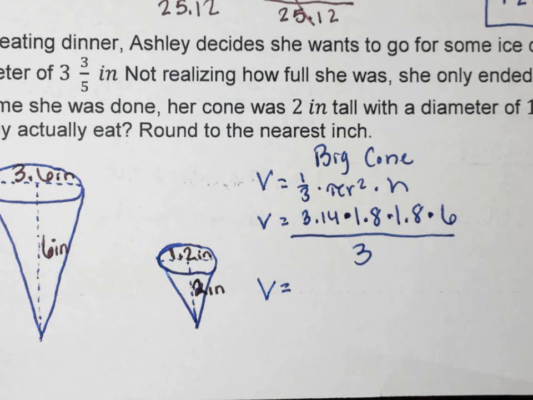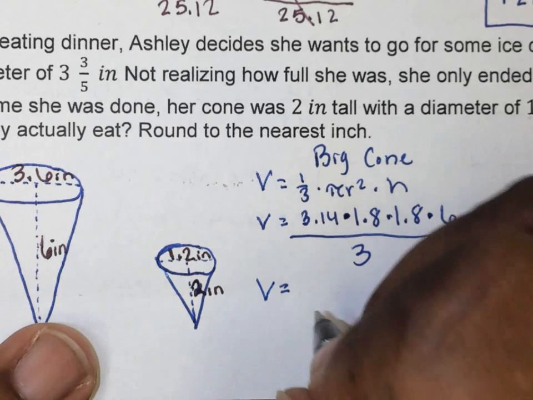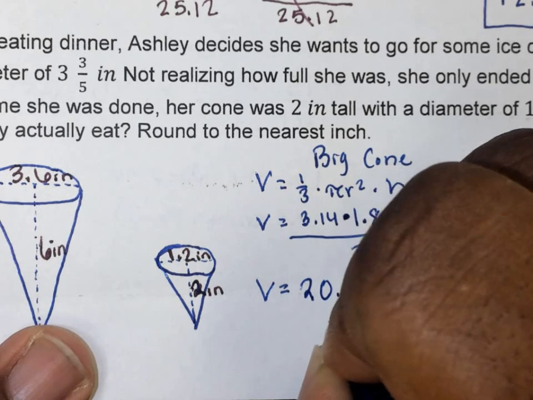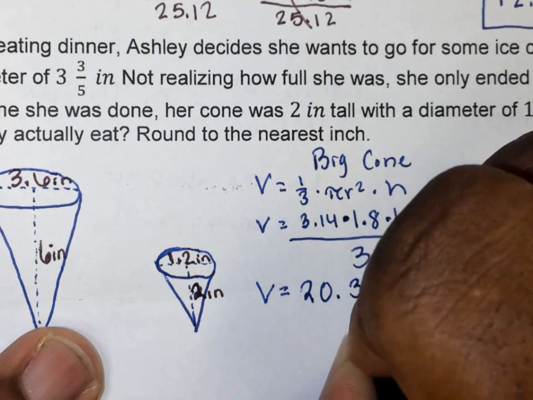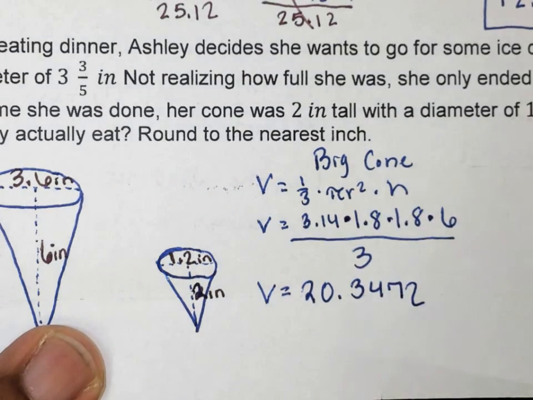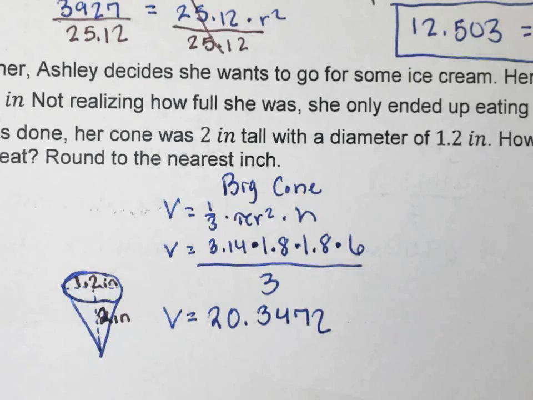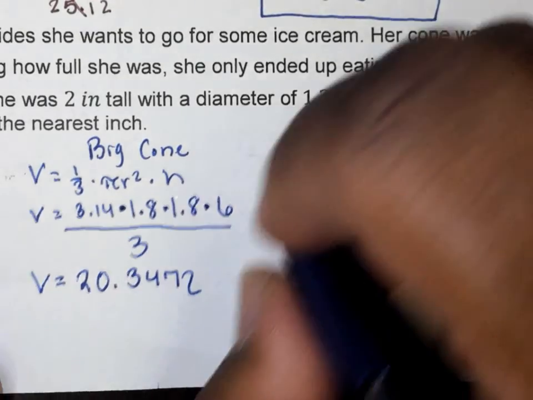So slow with these answers. Let's go. Thank you. 20.3472. It's the big cone. Moving fast because y'all moving too slow.